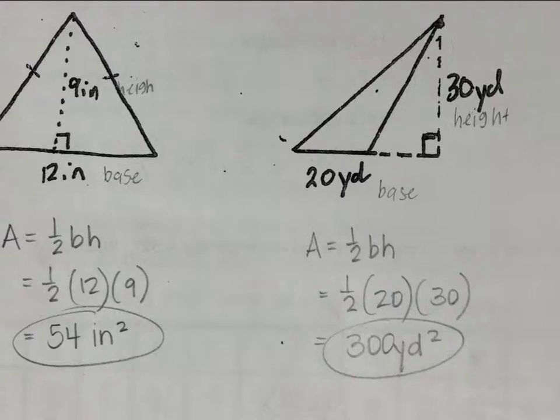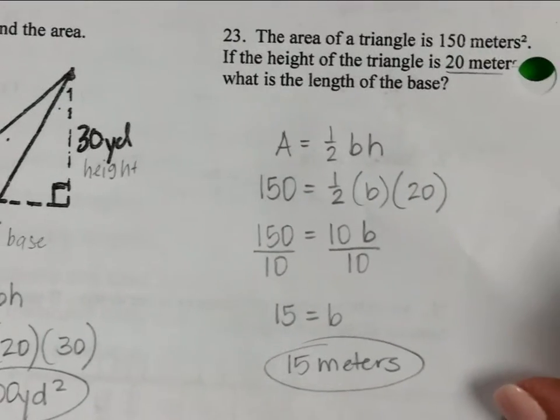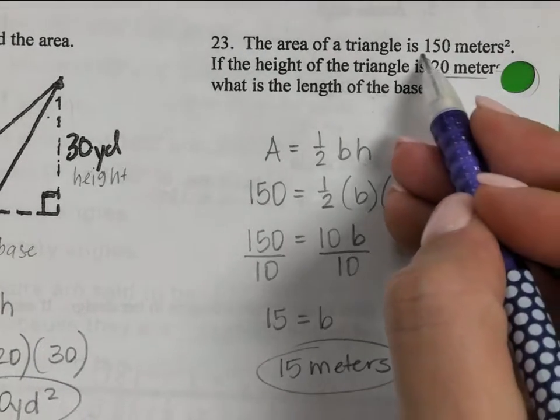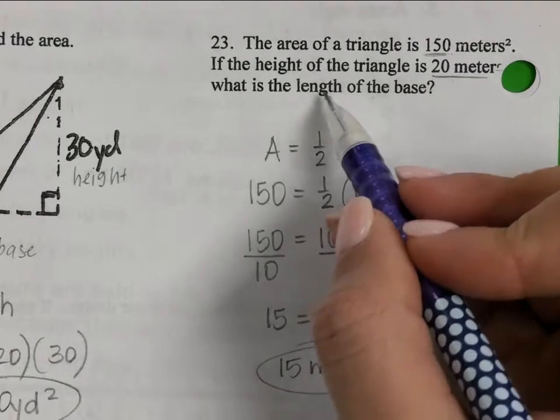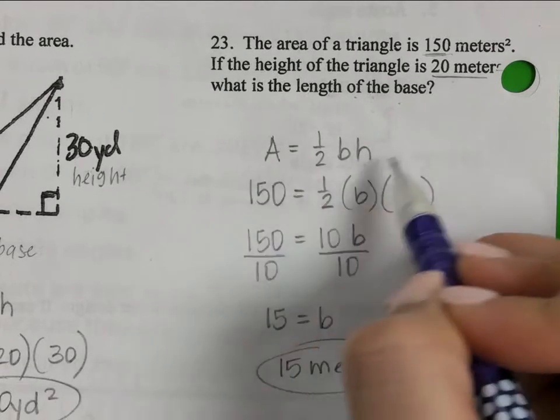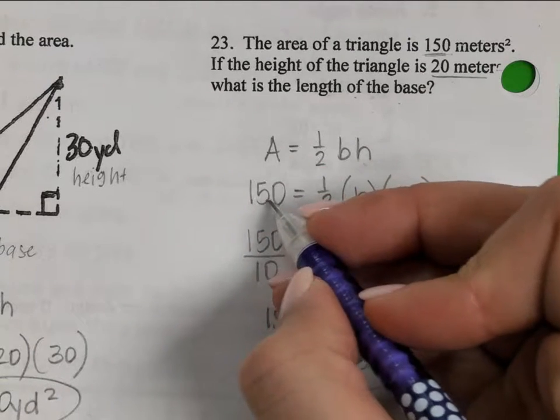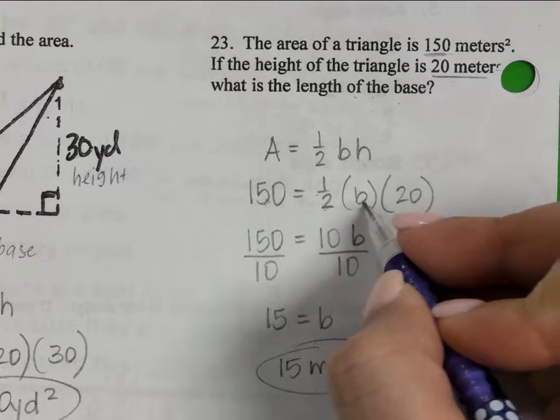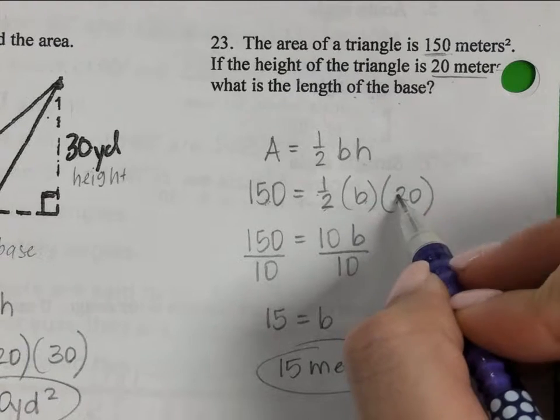We good on area? What about when it's given to you in a word problem like number 23? In this case, they told me that the area of the triangle is 150 meters squared. The height was 20 meters. They wanted to know what the base is. So I start out with my original equation, area equals 1/2 base times height. Area was 150, so I'm plugging 150 in for A. I still have my 1/2. My base is what I'm trying to find, so I'm keeping that as a B. And then they told me that the height was 20.